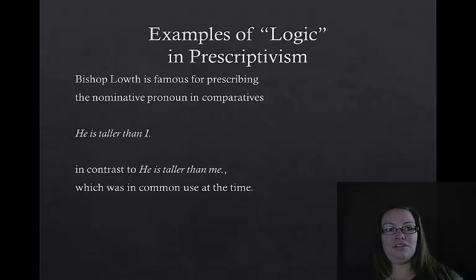Okay, Bishop Lowth is famous for prescribing the nominative pronoun in comparatives. Comparative is when you're comparing two things to each other. So for example, this is the grammatically correct way to say this sentence: He is taller than I. The nominative pronoun here is the I. So he is taller than I. Okay, in contrast to what was spoken at the time, which is he is taller than me.